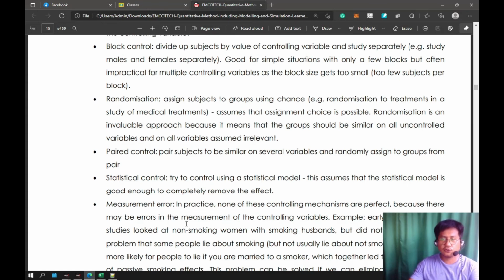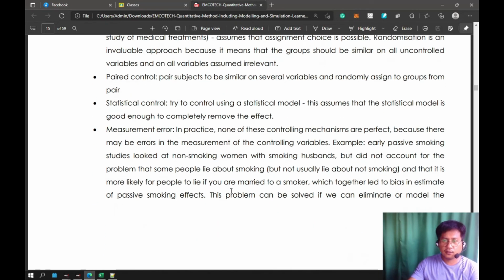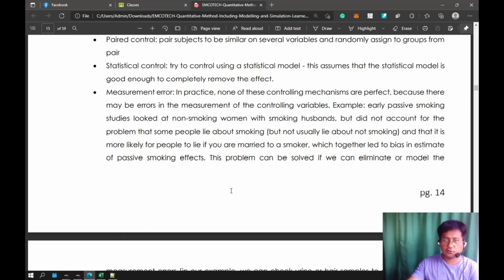Statistical control: try to control using a statistical model. This assumes that a statistical model is good enough to completely remove the effect. So we'll use statistics assuming that the statistical model is good enough. But if you are not sure that the statistical model is good to be used in your research, then statistical control is not for you to use.